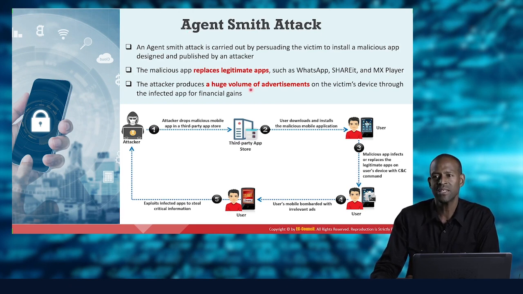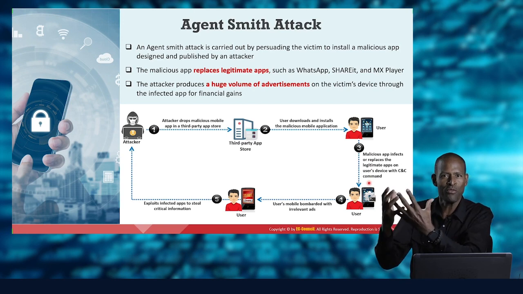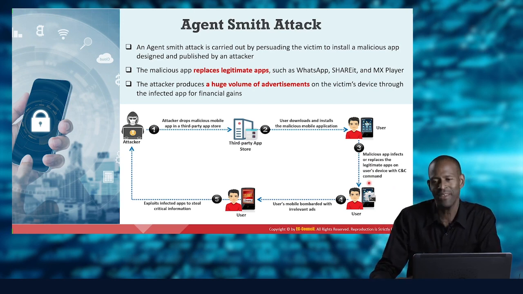So in this case, let's say that you have WhatsApp or something like that. What the attacker is going to do is drop a malicious mobile app in a third-party app store. So not an original, but a third-party app store. And then the user is going to download and install that malicious app. Once they do that, the malicious app is going to Agent Smith the other apps. So it's going to replace them, and like putting its hand in the other apps, they're going to morph into doing the bidding of the Agent Smith app.